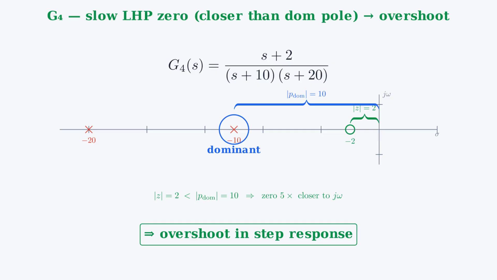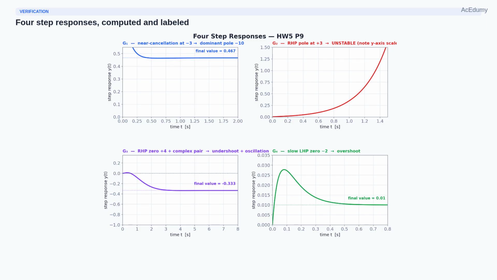Answer for G4. The dominant pole is at S equals minus 10, and G4 exhibits overshoot because of the slow left half-plane 0 at minus 2. Now verify by plotting the 4 step responses computed from the actual transfer functions. G1, top left: stable, monotonic, settles quickly. The minus 10 mode drives the early transient.